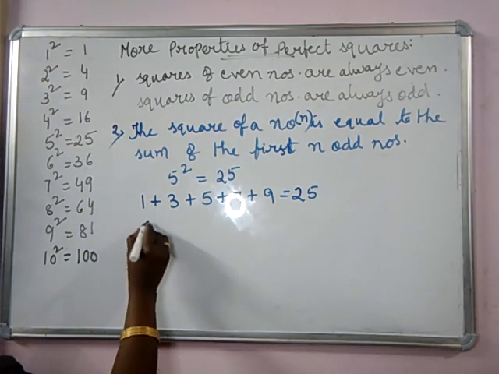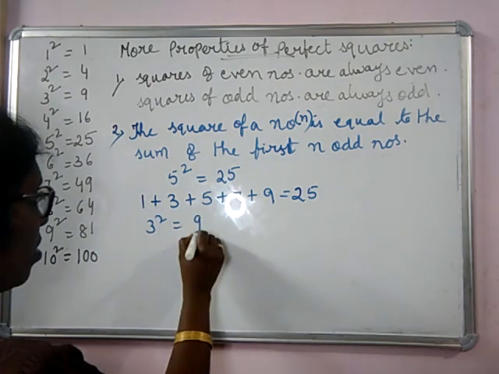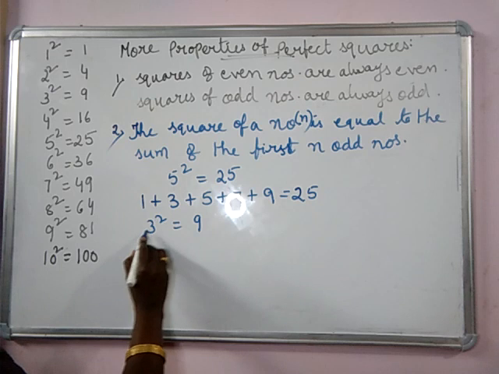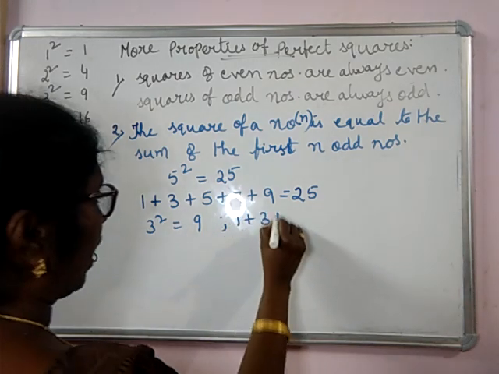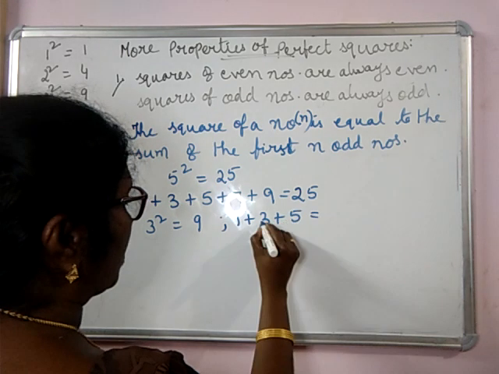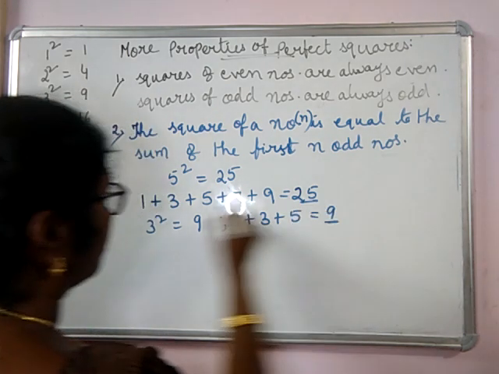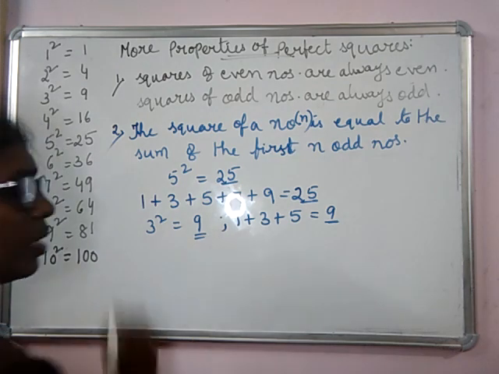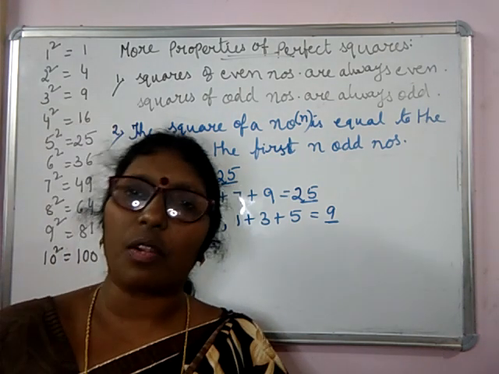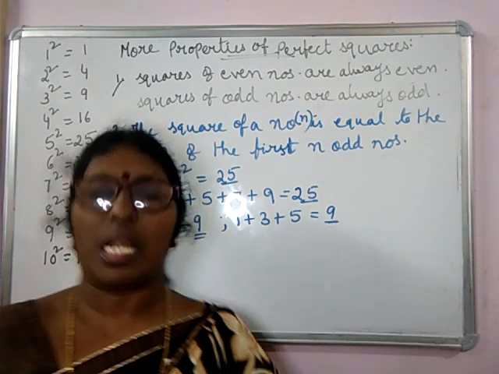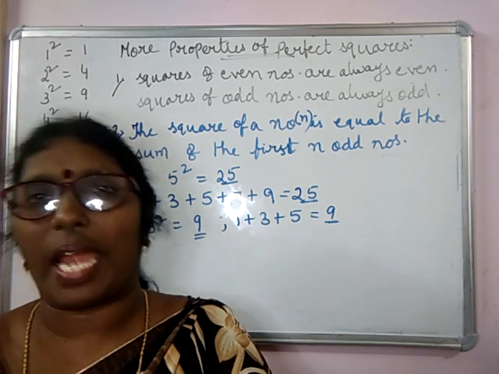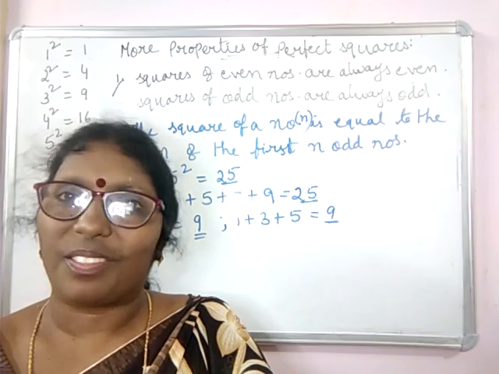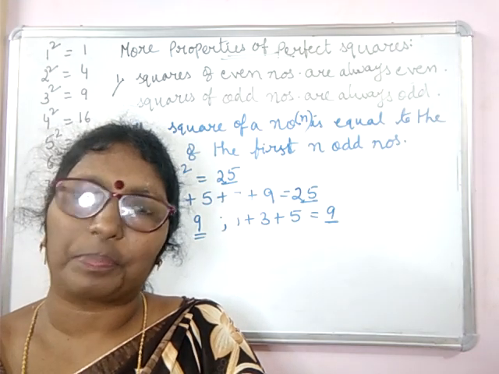Let us see 3 square. You know that 3 square is 9. That means the sum of the first 3 odd numbers, 1 plus 3 plus 5. 5 plus 3, 8, plus 1, 9, or not? So, the square of a natural number n is equal to the sum of its first n odd numbers. Very nice. Is it not good?